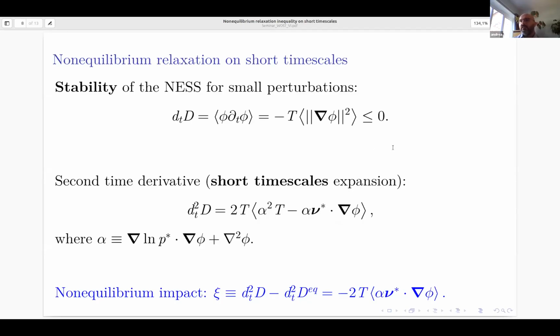And these are short time scale expansions. Indeed, by looking at the second time derivative, we are basically looking at the shorter time scales. And if I isolate the non-equilibrium impact, that means subtracting from the second derivative the equilibrium counterpart, we only have this functional which involves projections of the non-equilibrium currents, this nu star, onto the perturbation gradients. And as usual, the question is, how do we extract the entropy production from this?